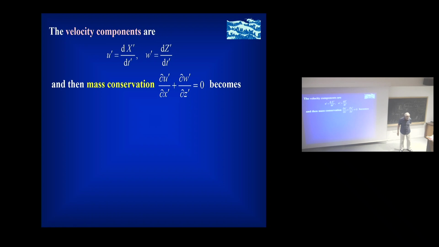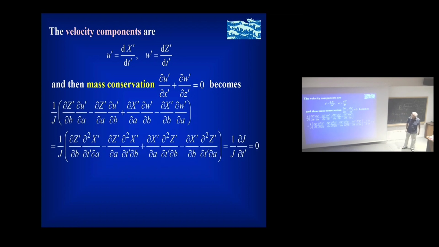We can then compute what the mass conservation equation will become under these transformations. So again, this is the notation I've used before. So we've got x and u, z and w. Okay, I've written out a few lines there.